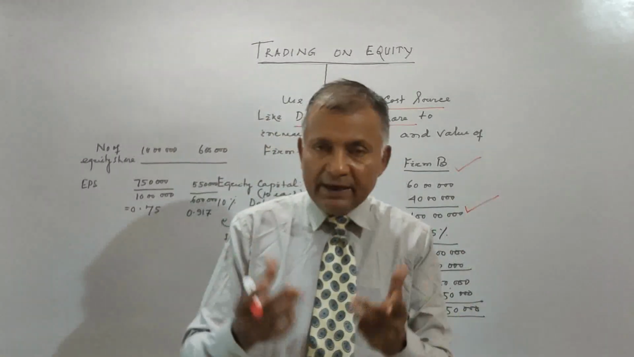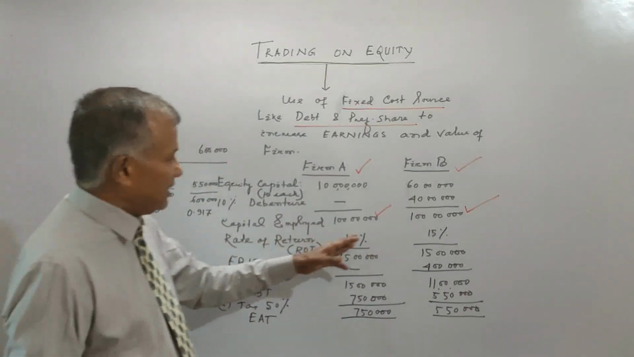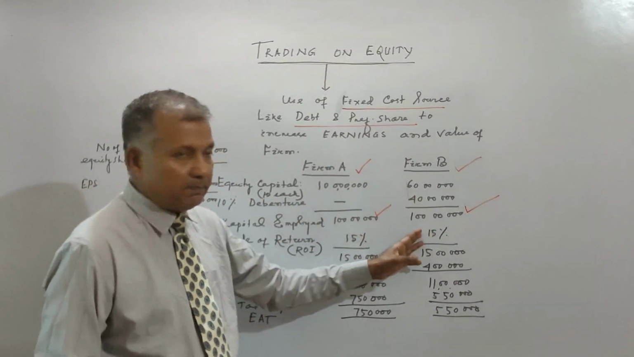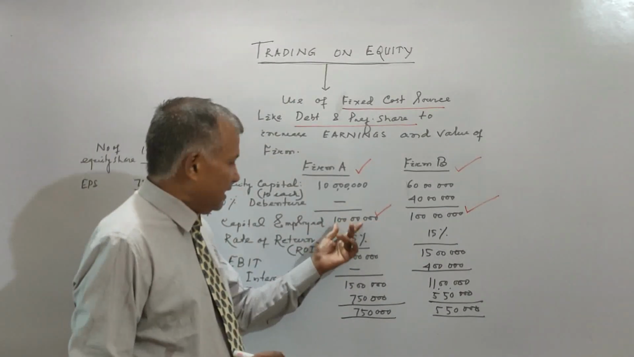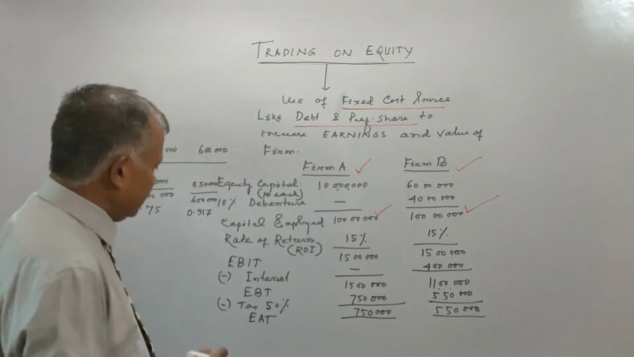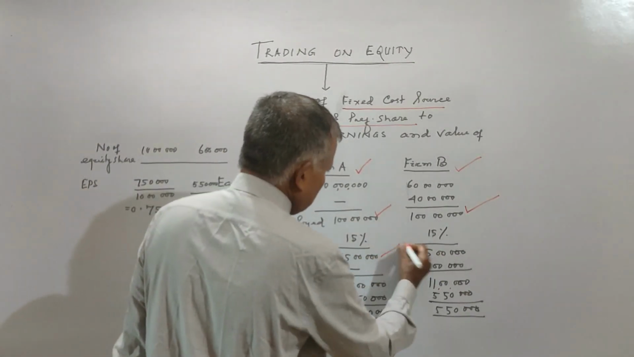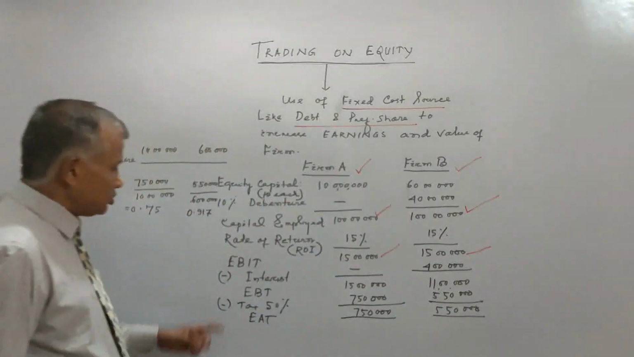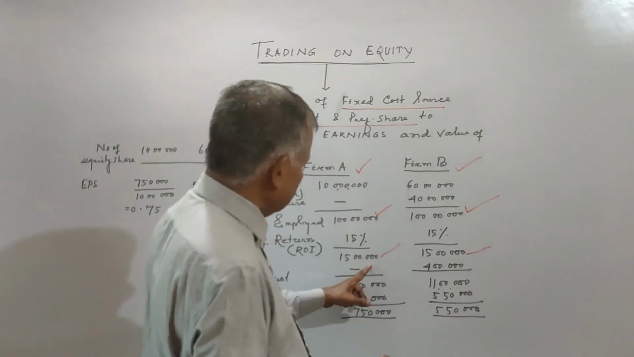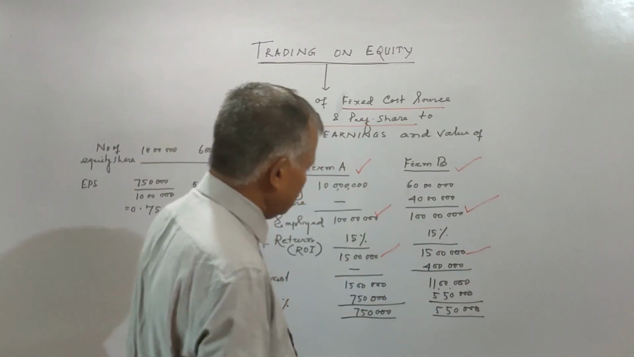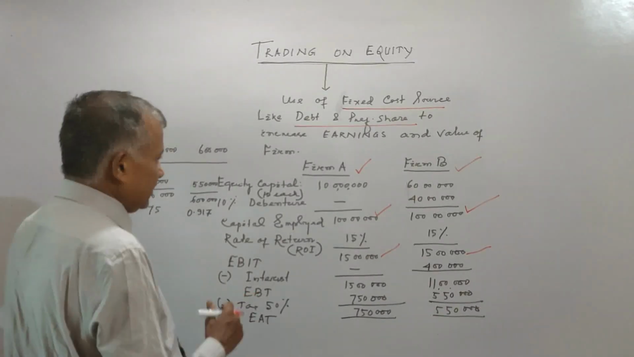And the company is earning a return in case of both the firms equal, 15%. So on 100 lakhs, 15% will give you 15 lakhs, here also 15 lakhs. So earnings before interest and tax is 15 lakh, here also 15 lakh, right?